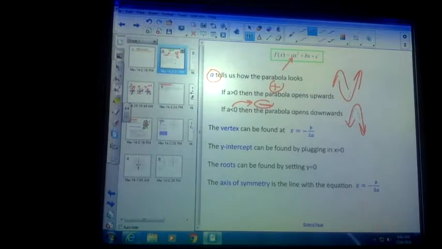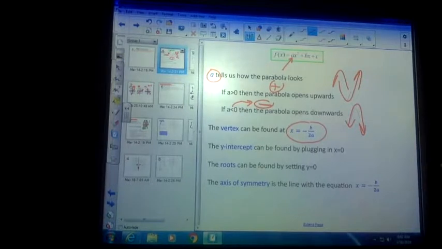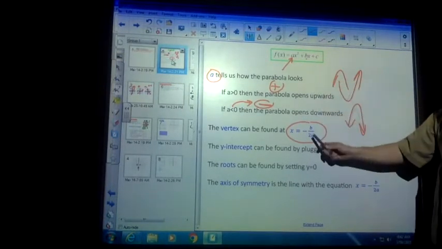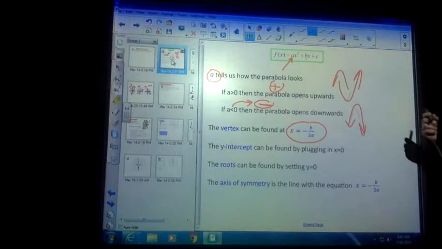Okay? The vertex can be found using this little equation, x equals negative b over 2a. Negative b, our b value's there, over 2a, our a value's there. This is going to find us the x component of our vertex. And we're going to work with this a lot. Don't worry, we're going to be working with this.